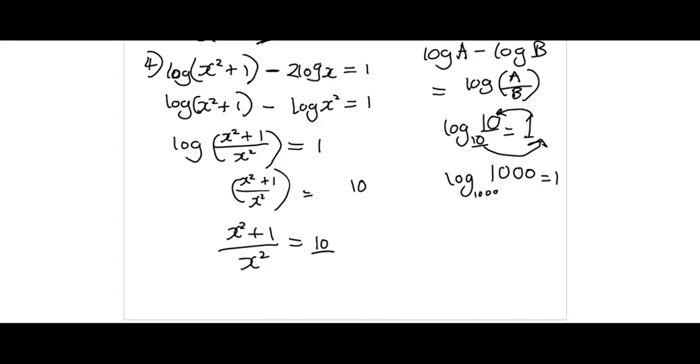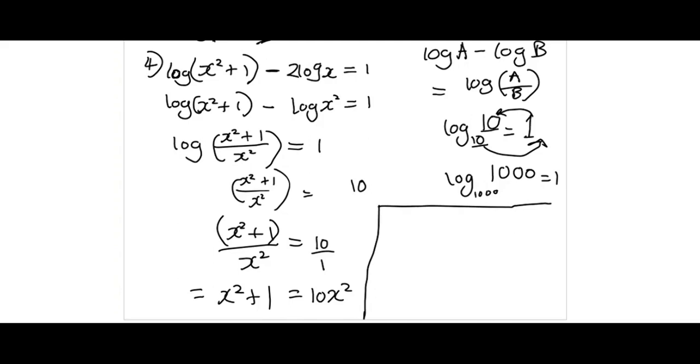Of course, I'm going to cross multiply, and I have 1 times this whole expression, which will still give me x squared plus 1, and then x squared times 10 will give me 10x squared. So I'll have x squared plus 1 equal to 10x squared.